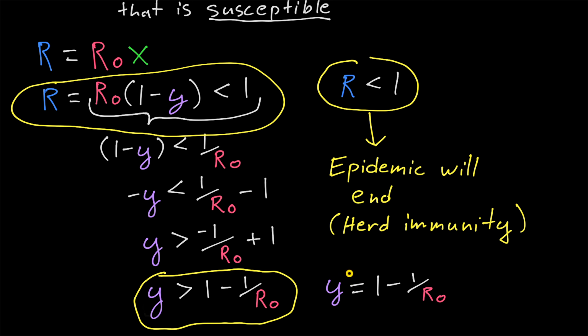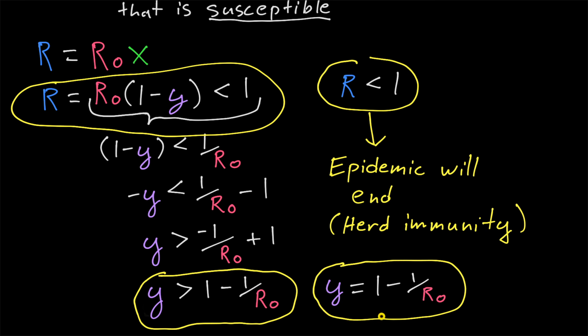And what this equation is now going to give you is the lower bound for the fraction of the population that has to be immune in order to achieve herd immunity. So this is the lower bound. Basically, if you get over this lower bound, if the fraction of the population gets over this condition, then you will have achieved herd immunity.